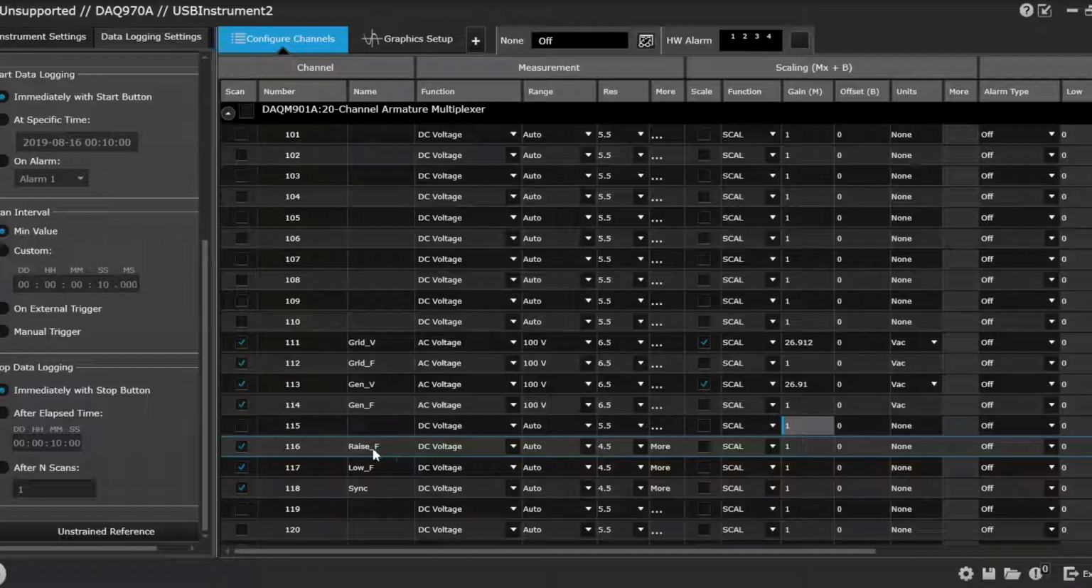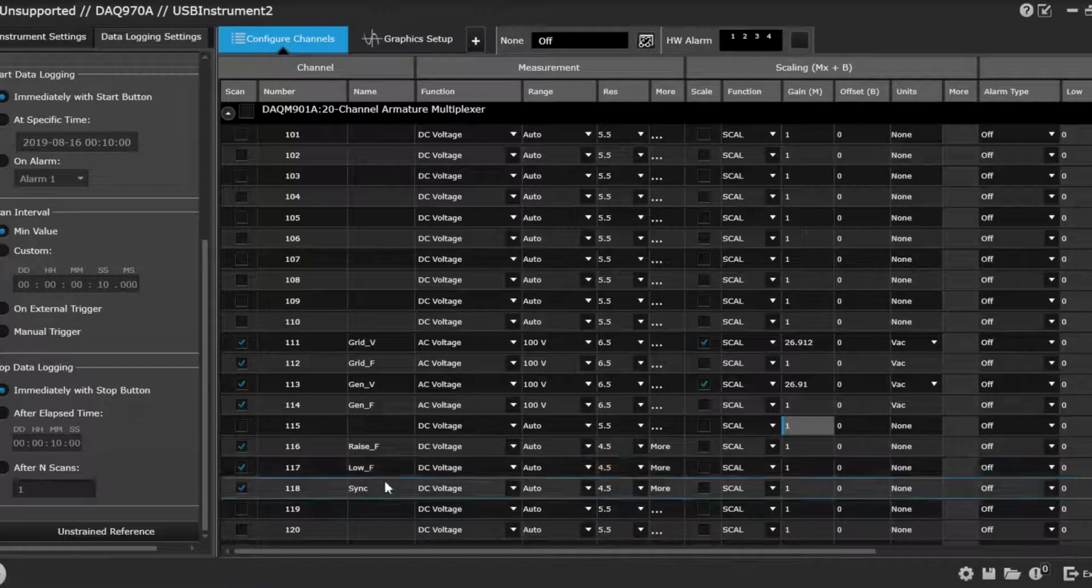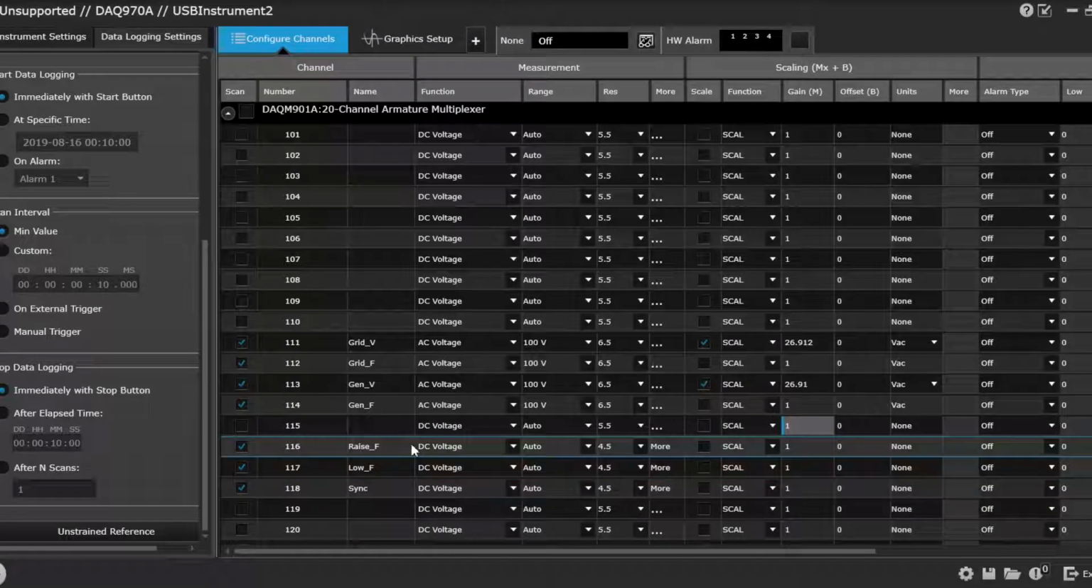And then for monitoring the signals from the synchronizer, I've got a raise frequency and a lower frequency signal, and then the actual synchronizing signal to close the breaker. They're configured as DC voltage. The test set will put out a voltage to the synchronizer, and when the contacts close, it'll obviously lower that voltage down to 0 volts, so they'll be inverse to what you would normally expect.